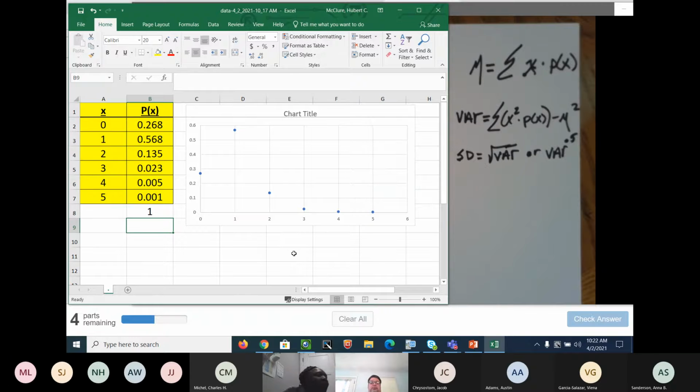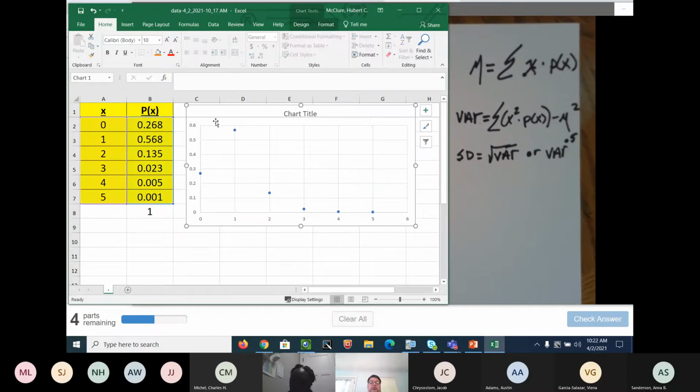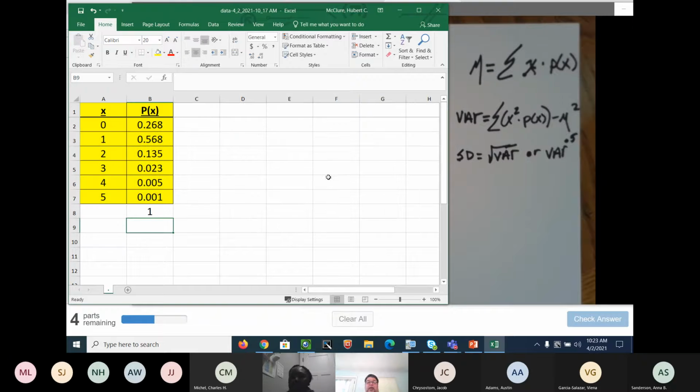Now I'm going to delete the chart so we can have more room to work. Now, what is the formula? Here's the formula for the mean. What have I got to do? I've got to multiply what? X times P of X. So I'm going to put that right here. X times P of X.